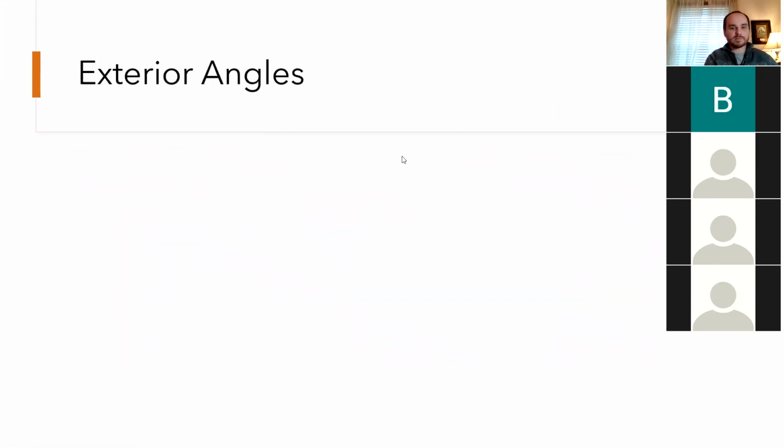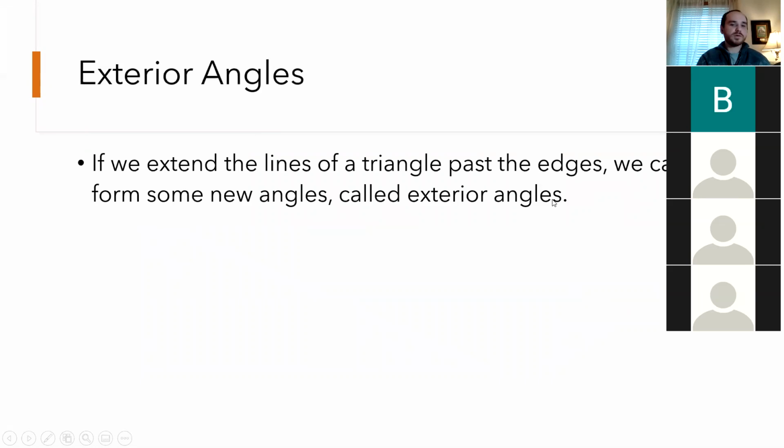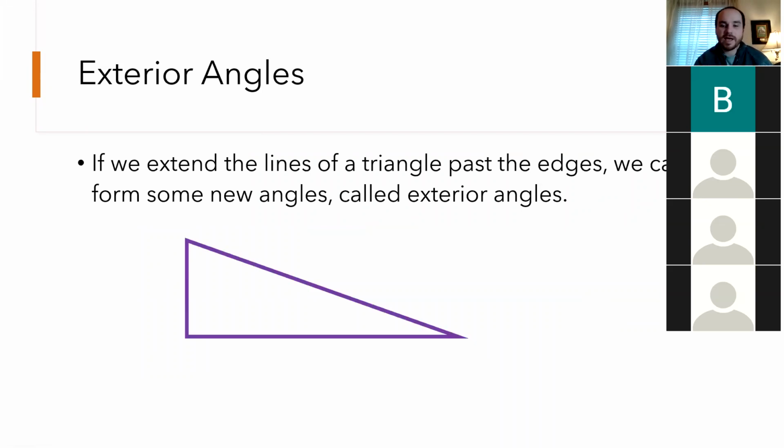All right, now let's move on. We're going to look at exterior angles. And this is where you might want to start taking some actual notes. So first of all, if we extend the lines of a triangle past the edges, we can form some new angles called exterior angles. We've already talked about interior angles. Hopefully all of you know at this point that the interior angles of a triangle add up to 180 degrees. So now we're going to look at the exterior angles. As you can see, I extended some of these lines. And the new angles we're talking about are this angle here, and this angle here.